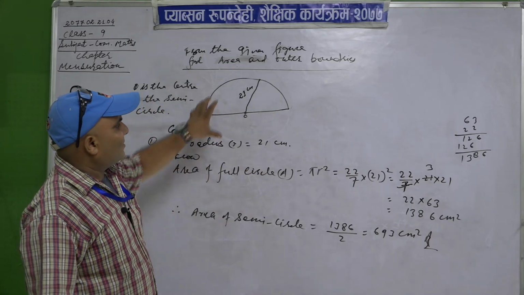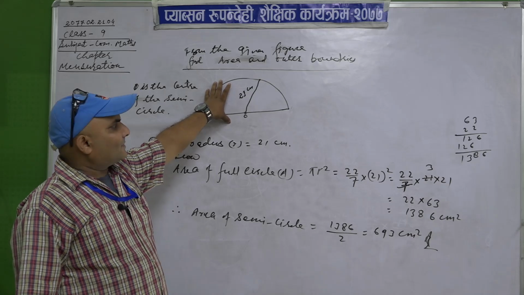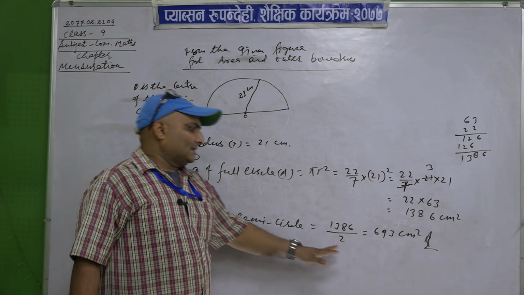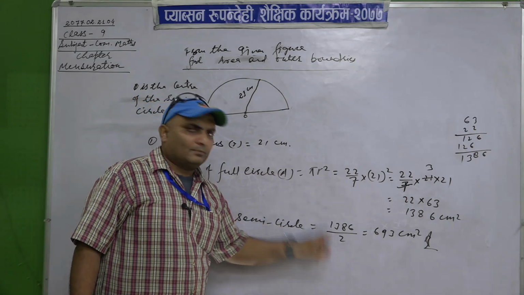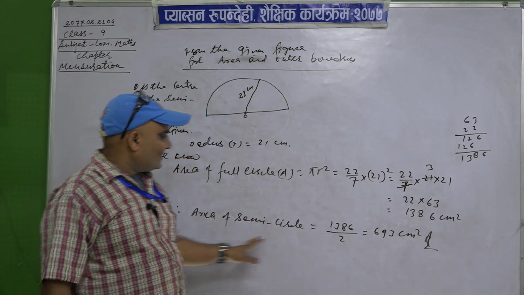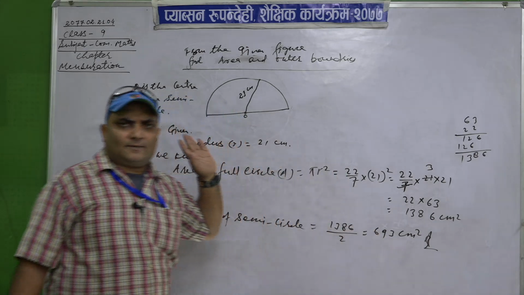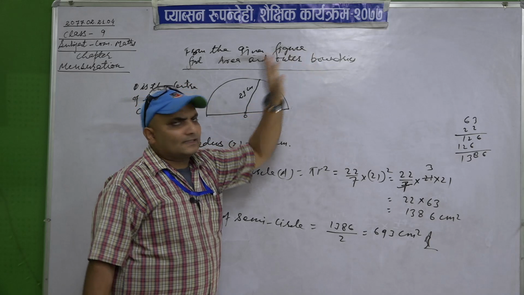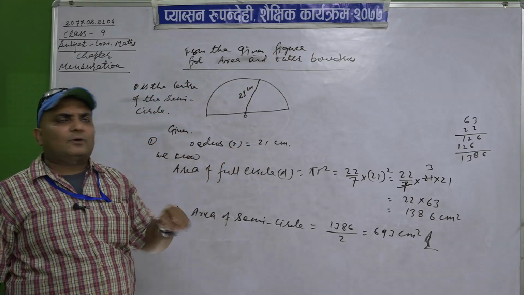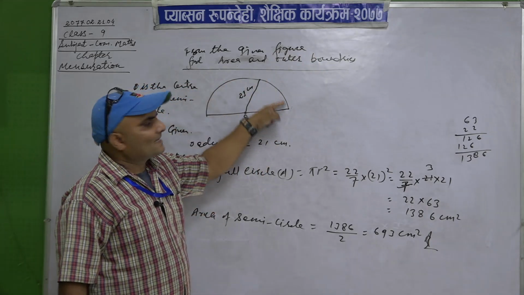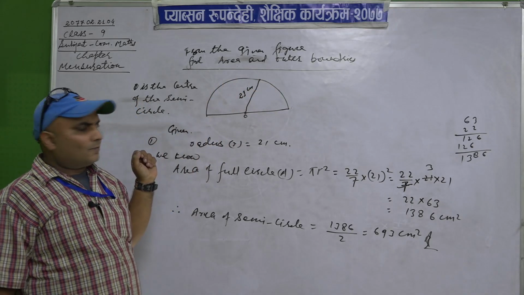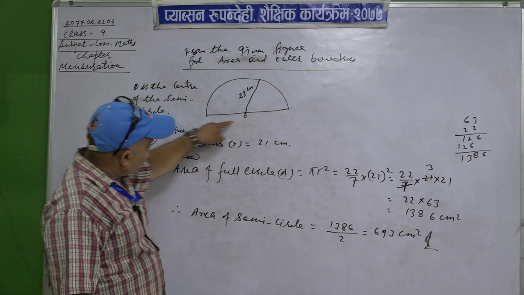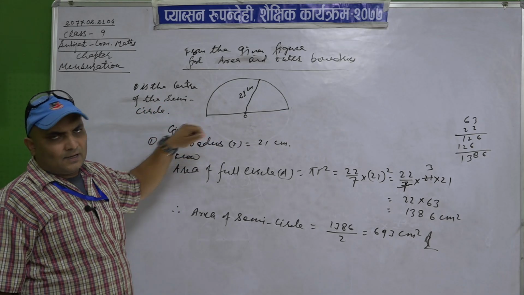In this way, when we have to find out the area of a half circle, first of all you find the area of the full circle and divide the result by 2, and you will get the area of the semicircle. Okay. Now, what do we have to find out? Outer boundaries. Outer boundary means the outer boundary of this semicircle. What is the outer boundary? This part is a boundary and this part is also a boundary.